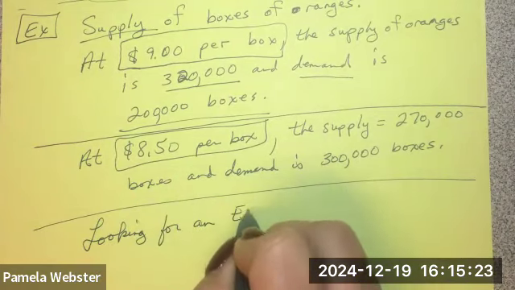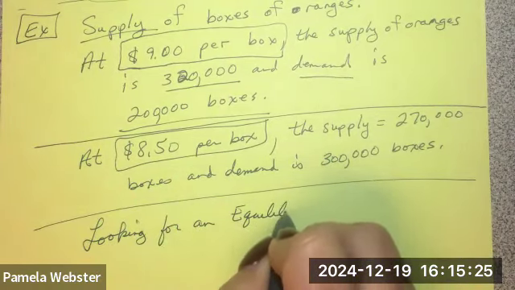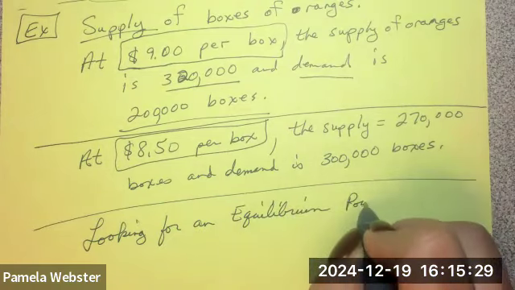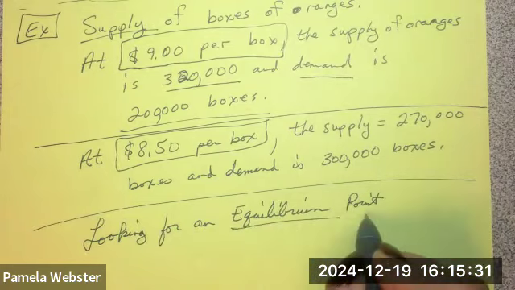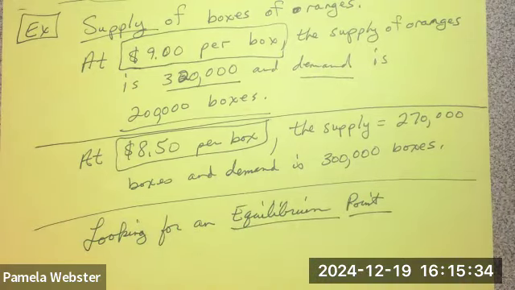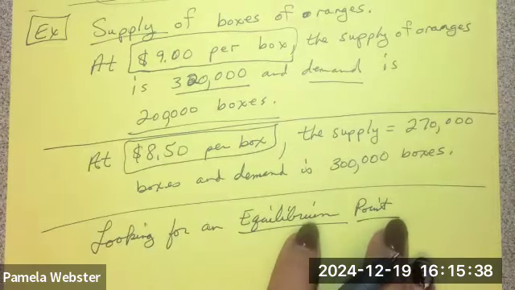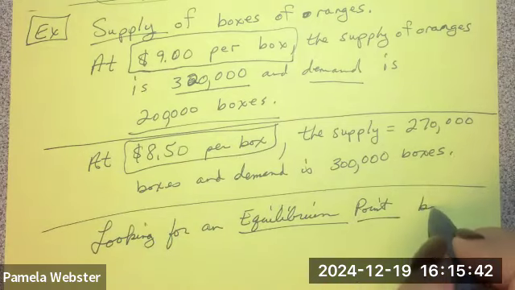That's where we're headed eventually. And what does that mean, equilibrium point? It's kind of like the break even point we talked about before, where cost equaled revenue for break even. But here I'm looking for an equilibrium point between supply and demand.